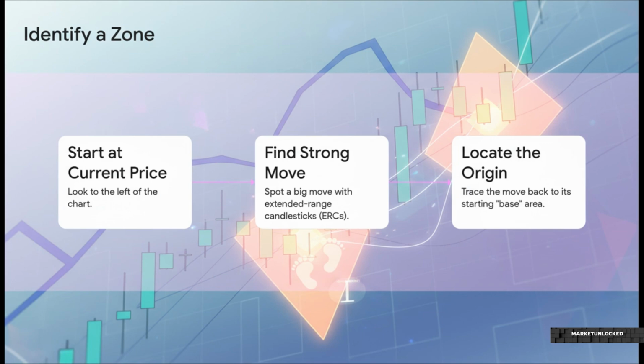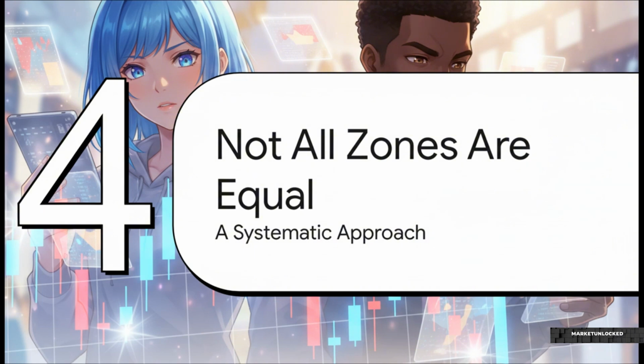Seriously. Step 1, find the current price on your chart and just look to the left. Step 2, look for a huge, explosive move. You know those big, long candles that scream that either buyers or sellers won in a landslide? And step 3, just trace that big move back to where it started. You'll see this little sidewise area right before the explosion. That's your base. That's your zone. Bingo.